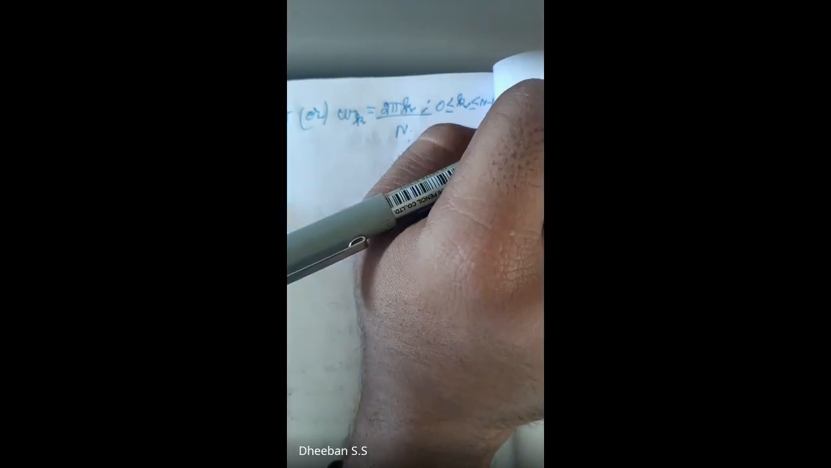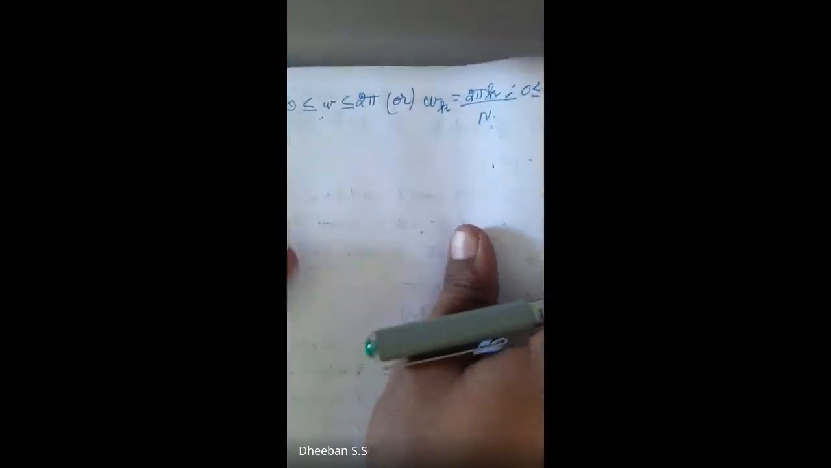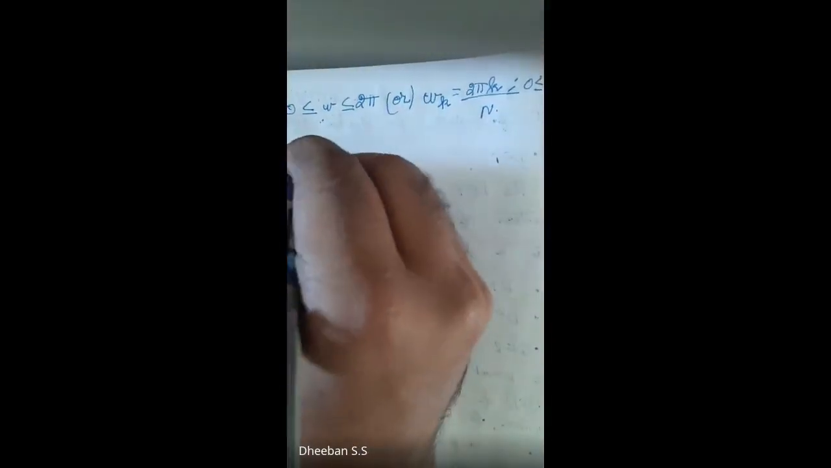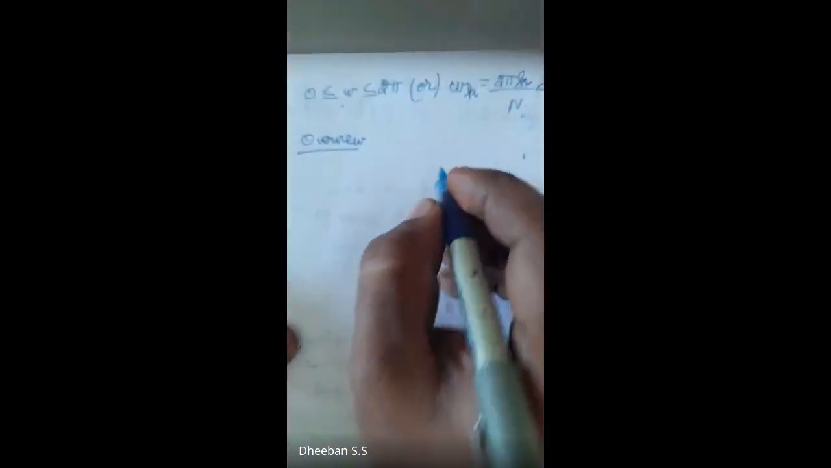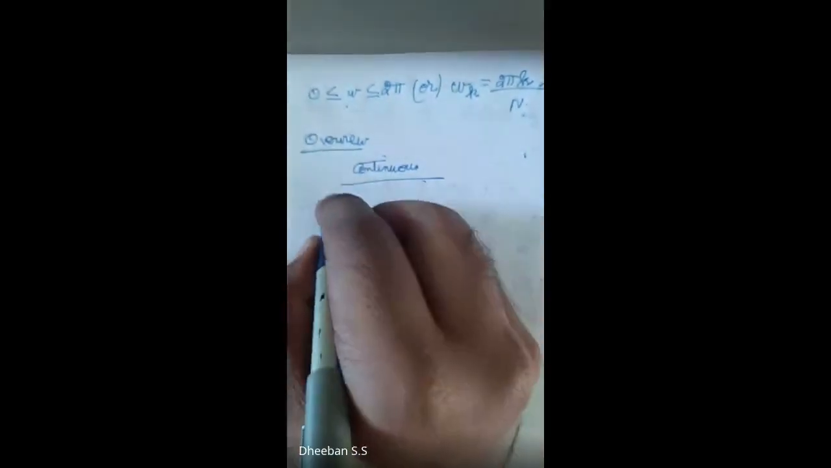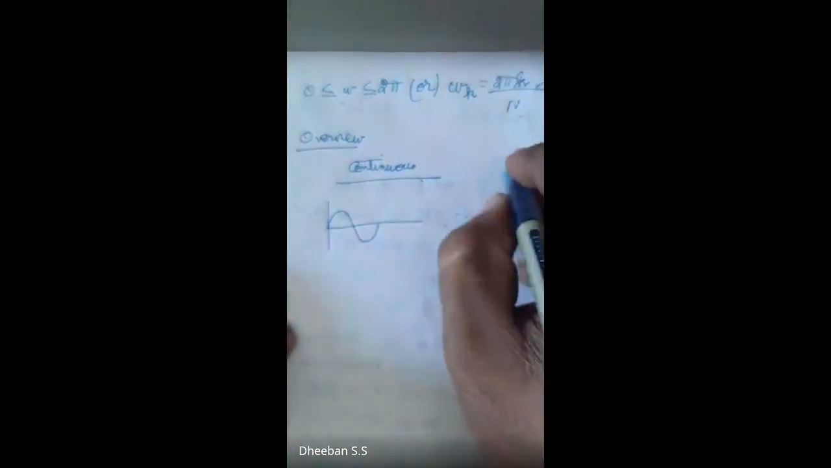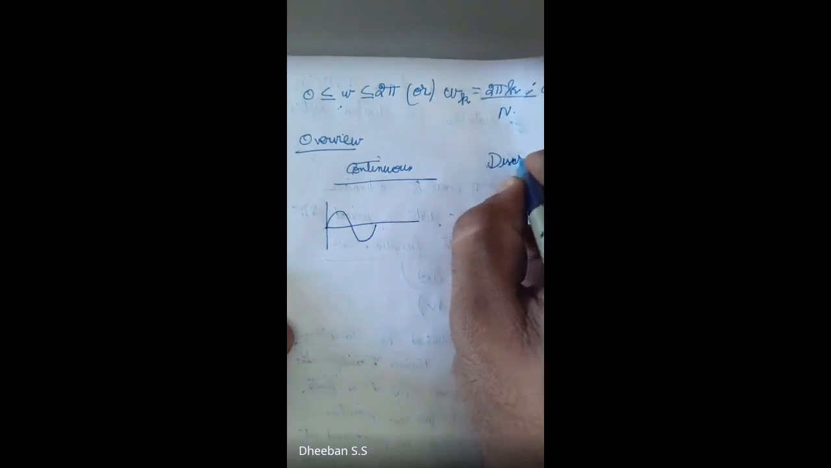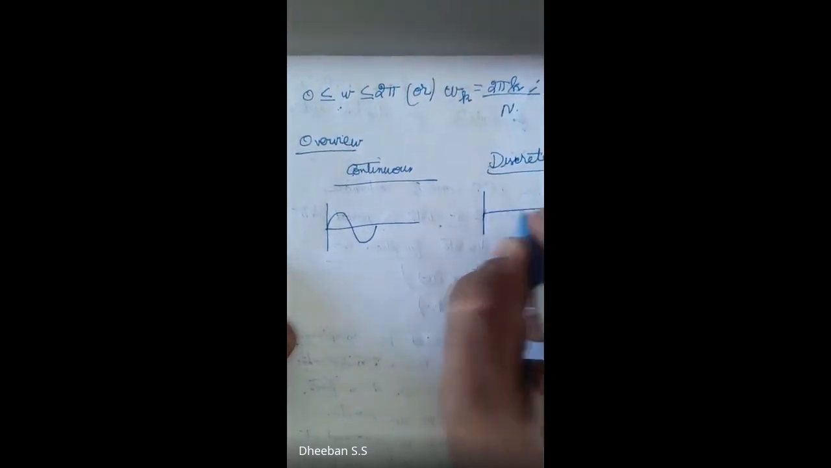I think you might have got some idea. So I will be giving an overview. In general, you already know that there are two types of signal. One is your continuous, which will be like this, right? Another one is your discrete, which will be in this fashion. So these are the two types of signals.